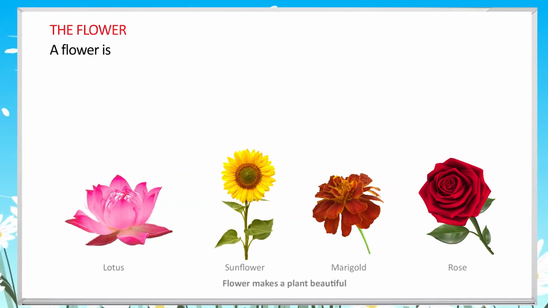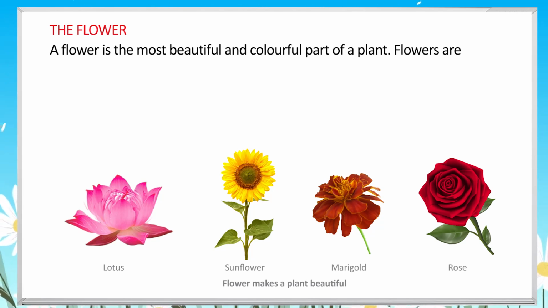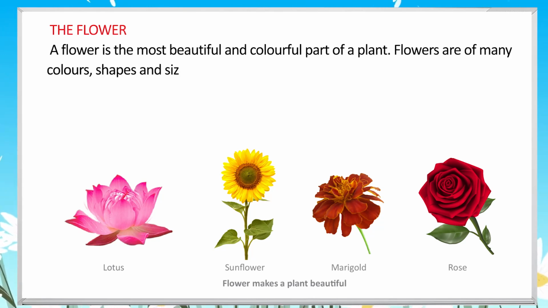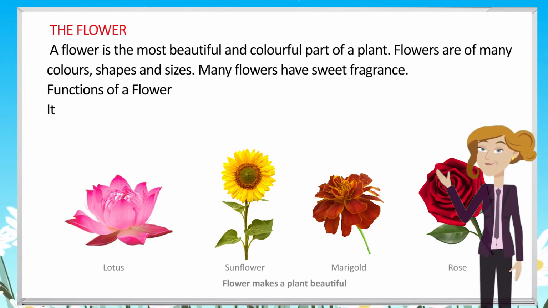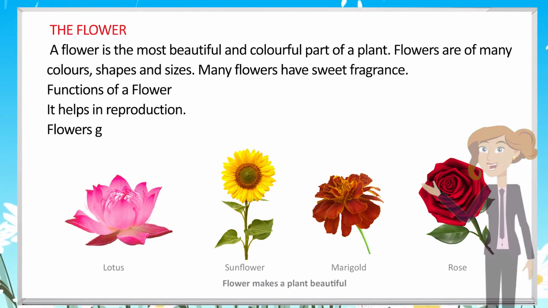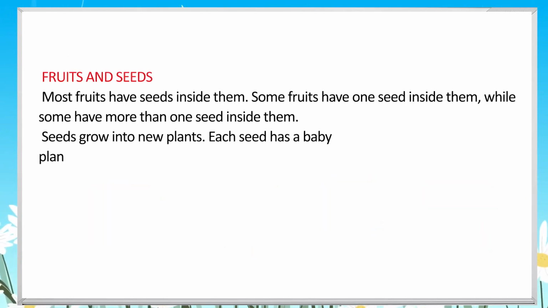The flower. A flower is the most beautiful and colorful part of a plant. Flowers are of many colors, shapes and sizes. Many flowers have sweet fragrance. Functions of a flower. It helps in reproduction. Flowers grow into fruits and help the plant to produce seeds. Flower makes a plant beautiful. Lotus, sunflower, marigold, rose.